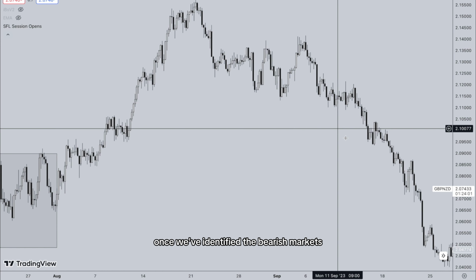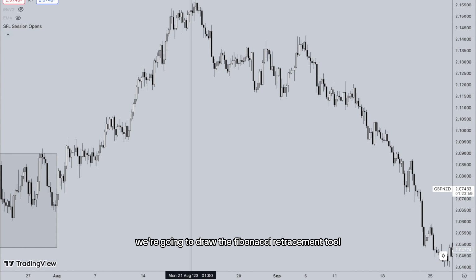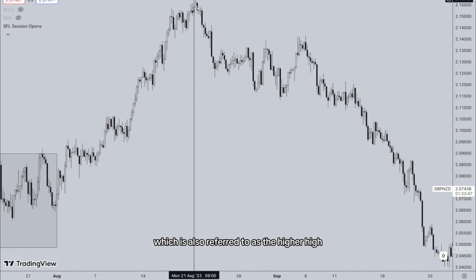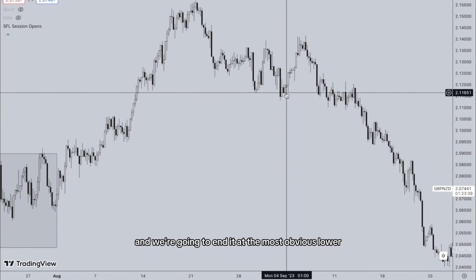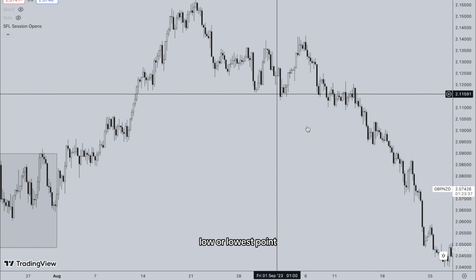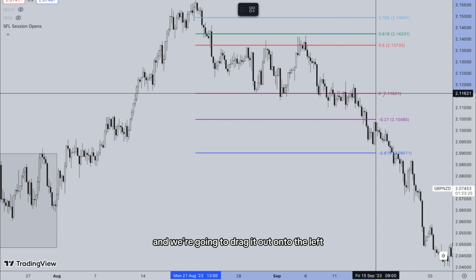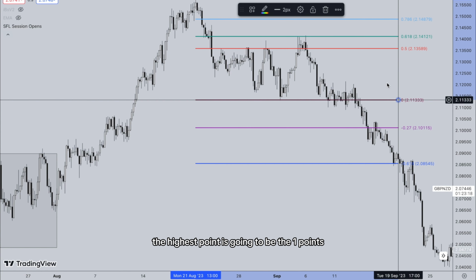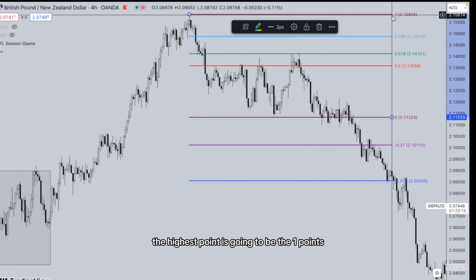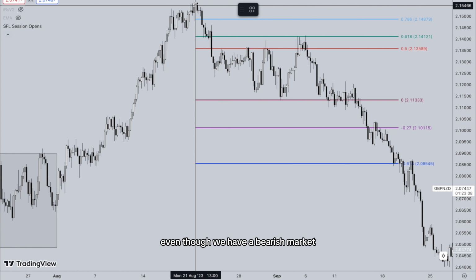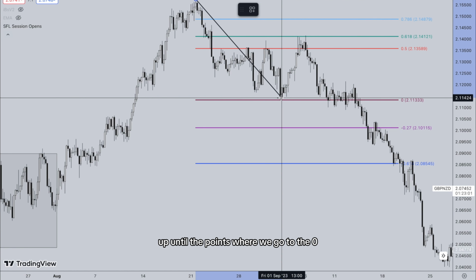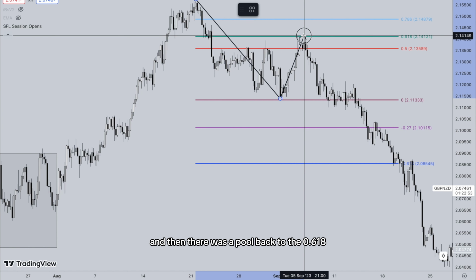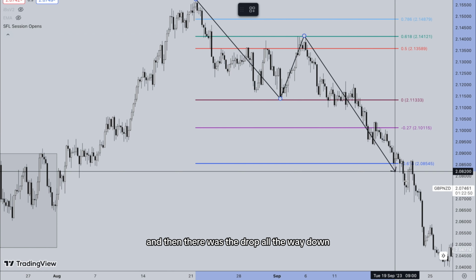Once we've identified the bearish market, we're going to draw the Fibonacci retracement tool from the highest point, which is also referred to as the higher high, and we're going to end it at the most obvious lower low or lowest point, and we're going to drag it out onto the left. So the lowest point is going to be the 0 point, the highest point is going to be the 1 point. So as you can see, even though we have a bearish market, there was a continuation up until the point where we got to the 0, and then there was a pull back to the 0.618, and then there was the drop all the way down.